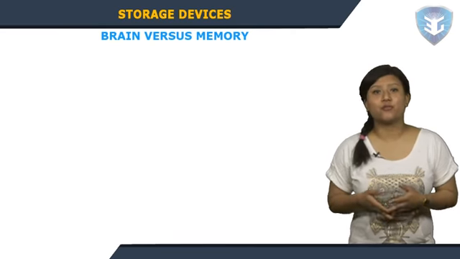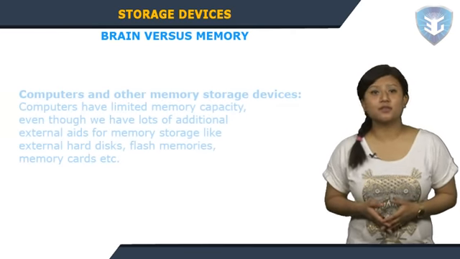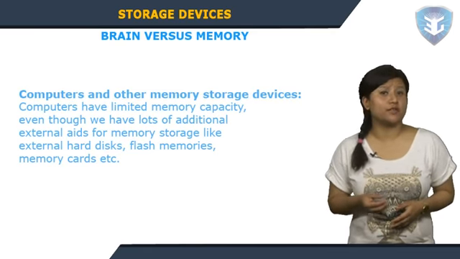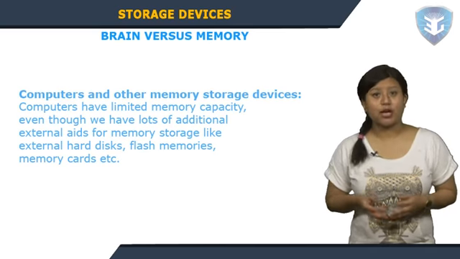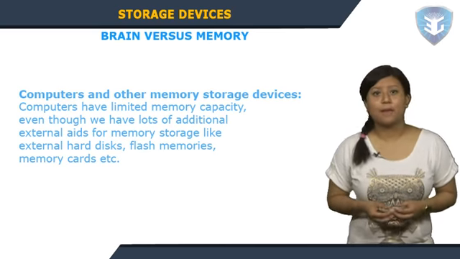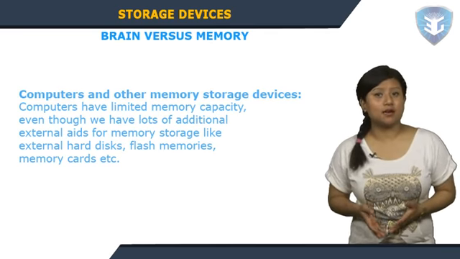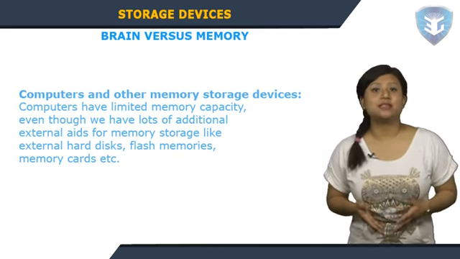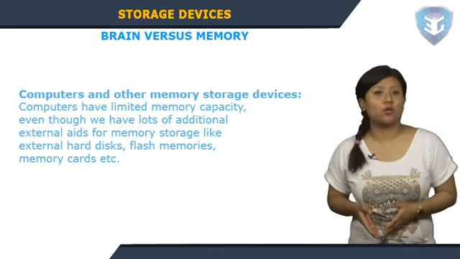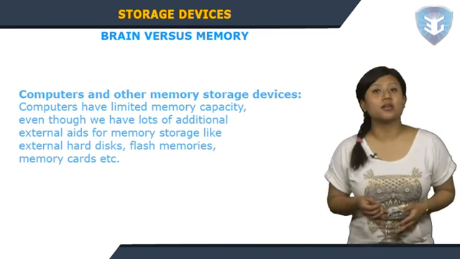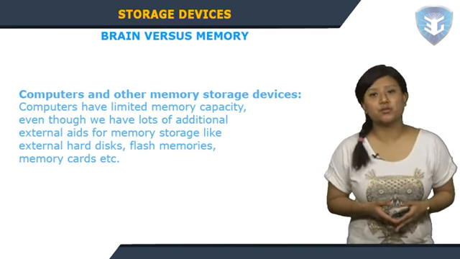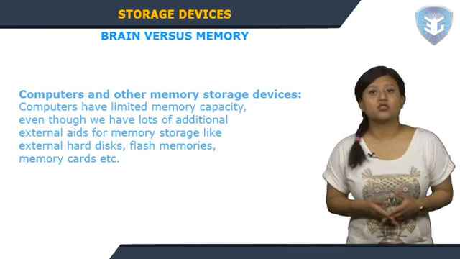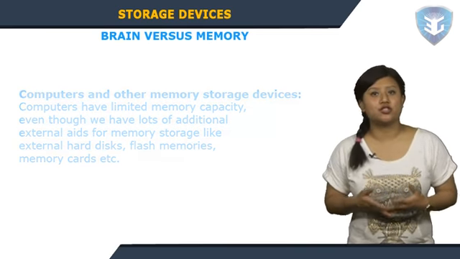Let's now take a review on brain versus memory. Computers and other memory storage devices. Computers have limited memory capacity, even though we have lots of additional external aids for memory storage like external hard disks, flash memories, memory cards, etc. This data gets distributed around various sectors on a compact disk or the memory slot. These are stored in a language which is only zeros and ones. The data stored in the memory space of the computer cannot integrate by itself until a programmer has coded it to perform that particular operation. So we can store data up to 140 GB easily.